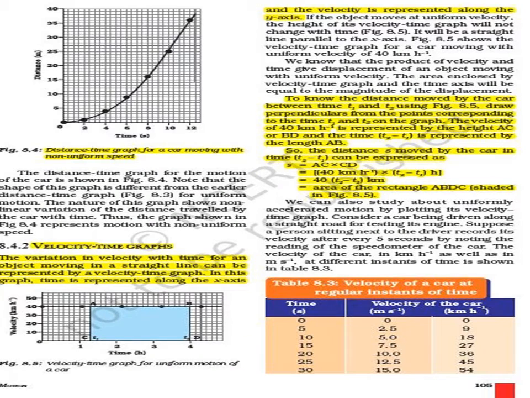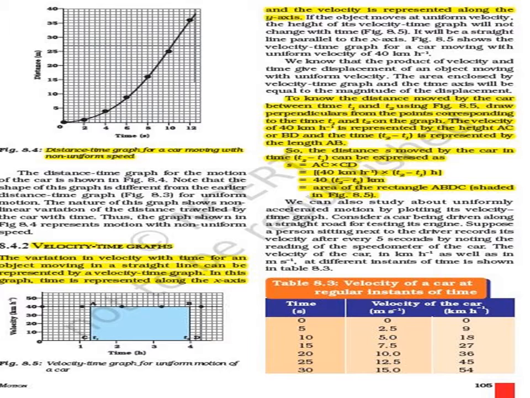This is the distance time graph for a car moving with non-uniform speed. We know that in case of non-uniform motion, the distance covered during equal intervals of time is different. So between 4 to 2, this distance has been covered. Between 6 to 4, this distance has been covered. You can see that the time interval in each case is 2 seconds, but the distance covered is different. So this is an example of non-uniform motion, and this graph is the distance time graph.